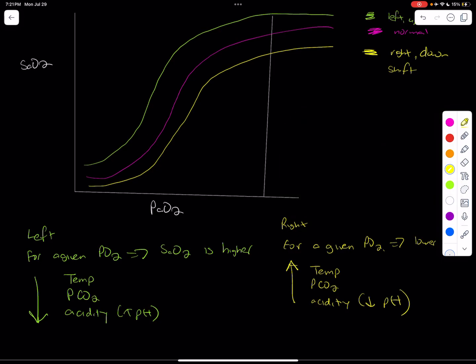Okay. Well, a left shift, so I'm just going to write this because one of my students came up with this. This was not me. Okay, a left shift causes a lock between oxygen and hemoglobin. In other words, they want to hook up. They want to be together forever, okay?